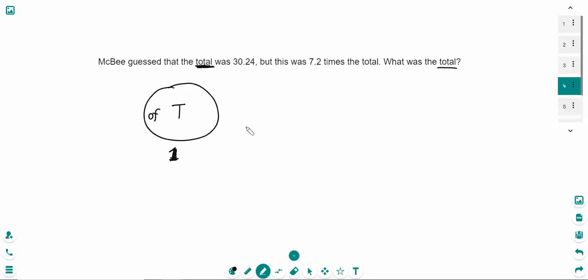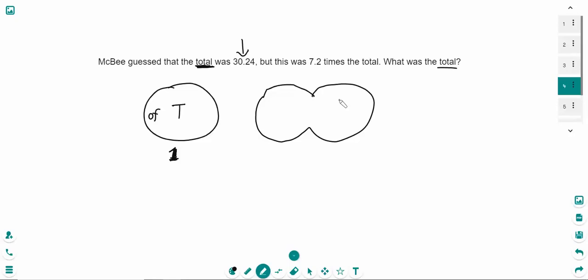So did the total grow or did it stay the same? Well, McBee guessed the total was 30.24. And this 30.24 was 7.2 times the total. In other words, it was way too big, right? 30.24 was over 7 times too big. All right, but that's her guess. So what did she do? She actually did enlarge the total, right, in her guess. So her guess is going to be a double bubble because she is enlarging the total by 7.2 times.